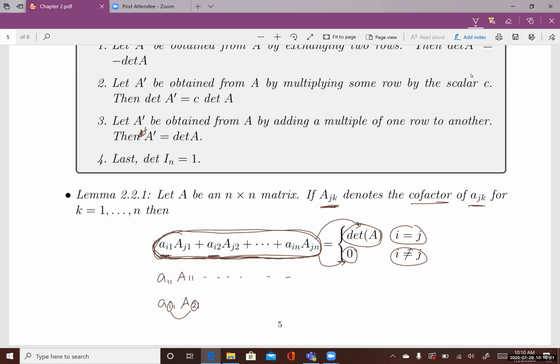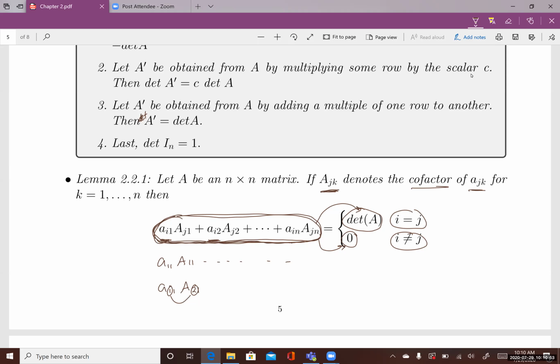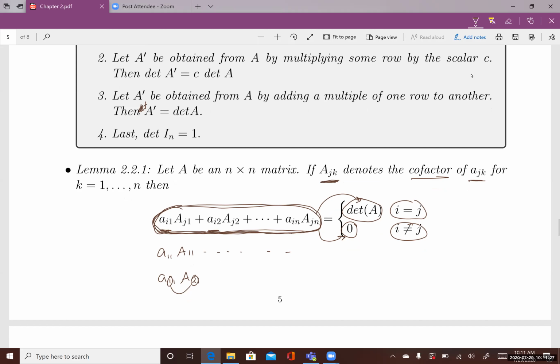And the proof is in the book. The proof says that if you replace one of the rows of the matrix A by another row, then you can find the determinant of the new matrix, and then you can figure out that this formula works for that new matrix. Keep in mind, if you have this sum of the products with i and j, where big A is the cofactor of little a, then the result is the determinant of A if i equals j. Otherwise, it will be just 0.